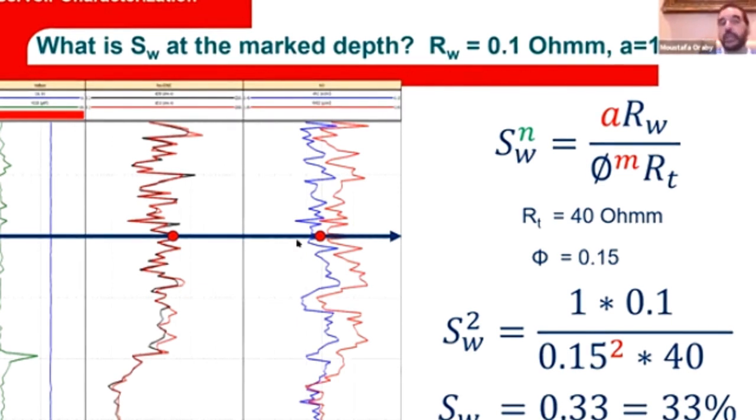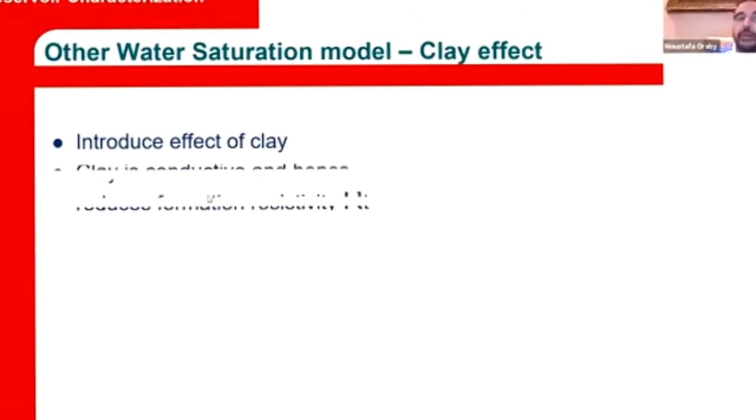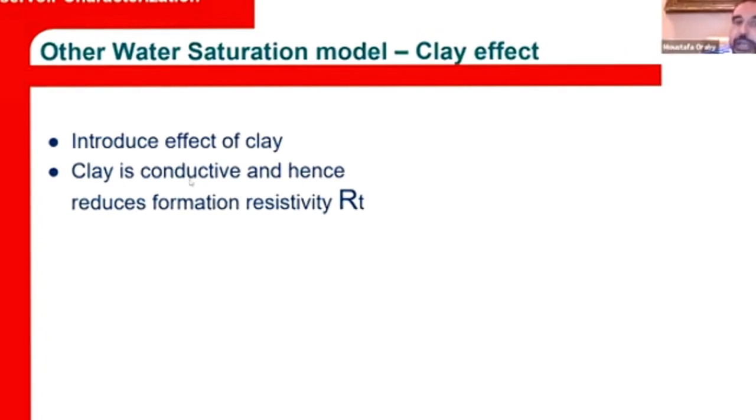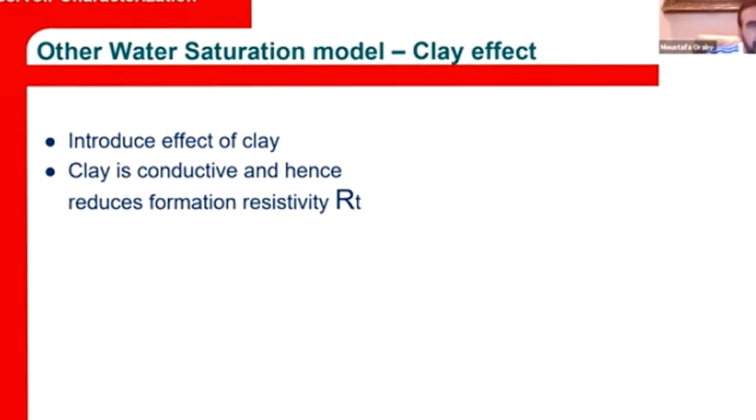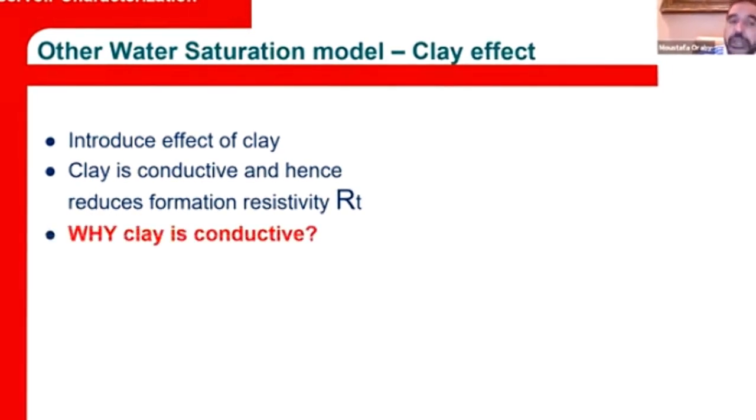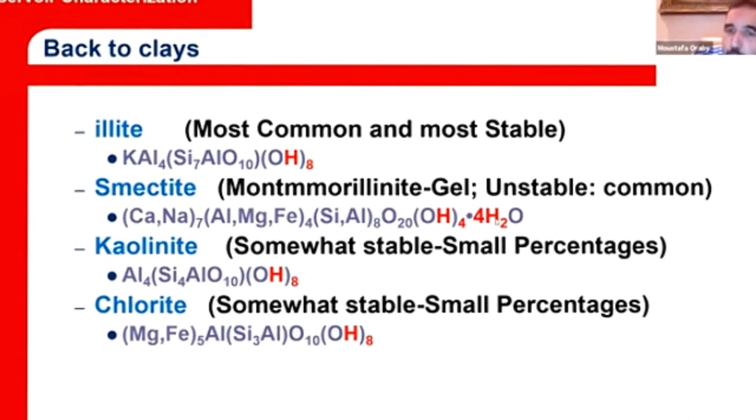Now, if I have clay, then you have to come up with some other models. You have to introduce the effect of clay in those models. Clay can be identified by two things: the volume of clay and the conductivity of clay. What do you mean, conductivity of clay? Is clay conductive? Well, let me remind you. Doesn't clay have water? Yes, it does have OH and H2O.